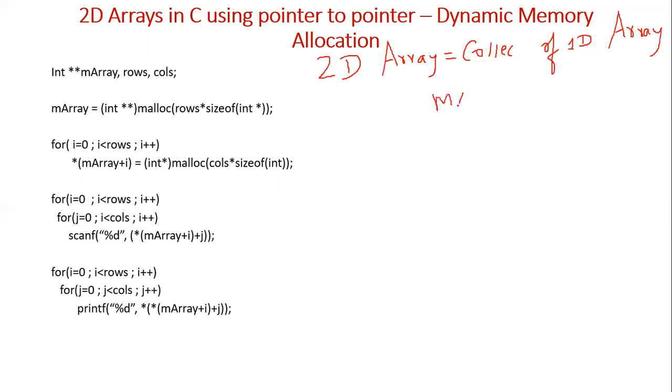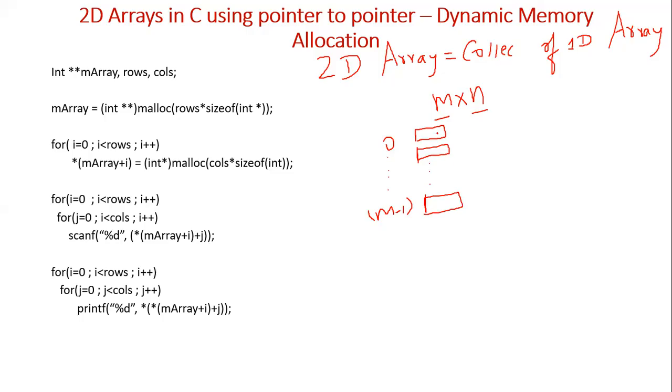If the array size is m into n, then there are m rows and n columns, which is m one-dimensional arrays, where each one-dimensional array contains n elements. So we need m pointers, 0 to m minus 1 pointers. All these are pointers. This is the first pointer, this is the second pointer, everything is a pointer. Like that, we need m pointers.